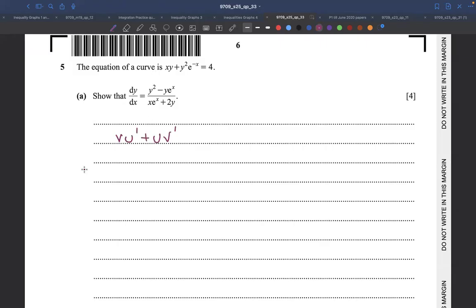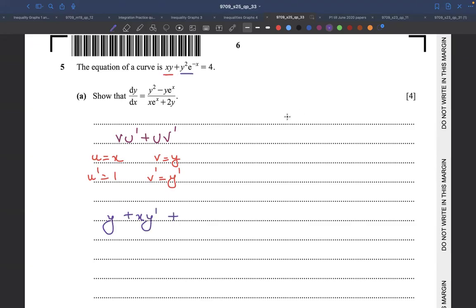If we take u equals x, so u' would be 1. And if we take v equals y, the derivative of y with respect to x is y'. We can write dy/dx as well, but it is easier to write y'. So we'll apply this product rule on this first term. This will become vu', that will be y times 1, plus uv', that is x into y', plus now differentiating the second term.